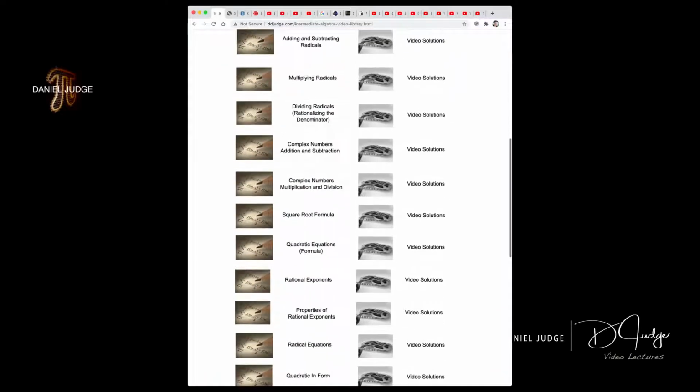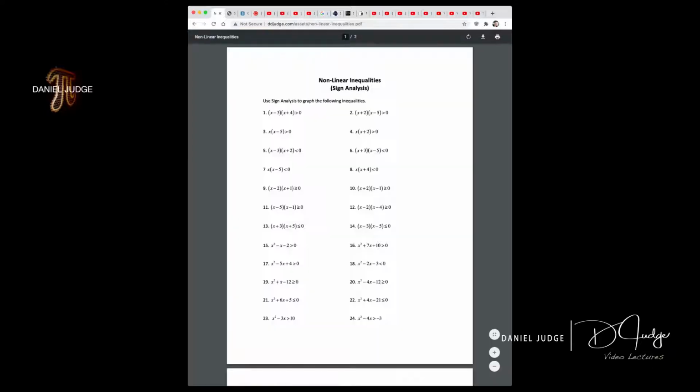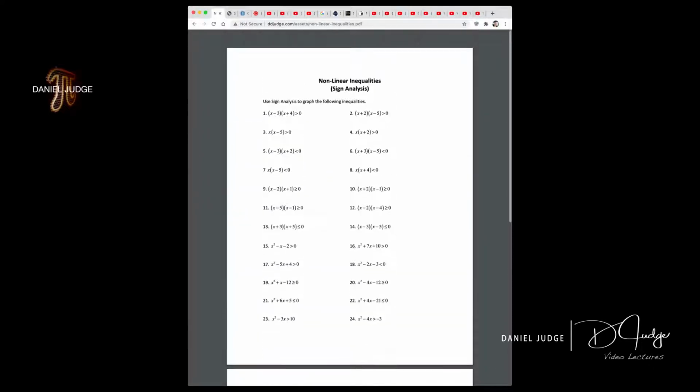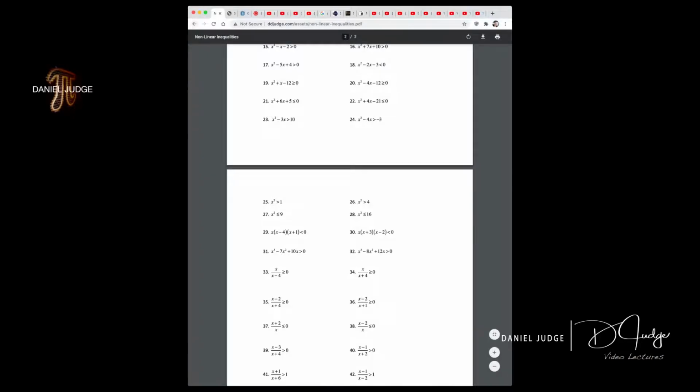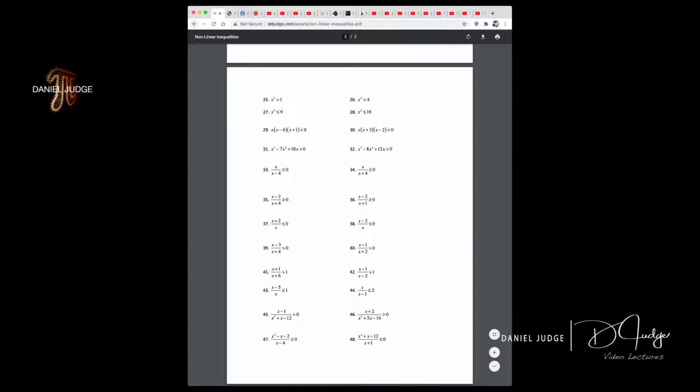Some of you may say it's under nonlinear inequalities. Simple linear inequalities are just variable x, right? You have x squared, x cubed, and rationals. Those are nonlinear. If you click on this worksheet, for Math 125, I have all these nonlinear inequalities. This is what we're talking about. You see it in intermediate algebra. You should have seen it in pre-calculus. If you didn't see it, then get your money back.